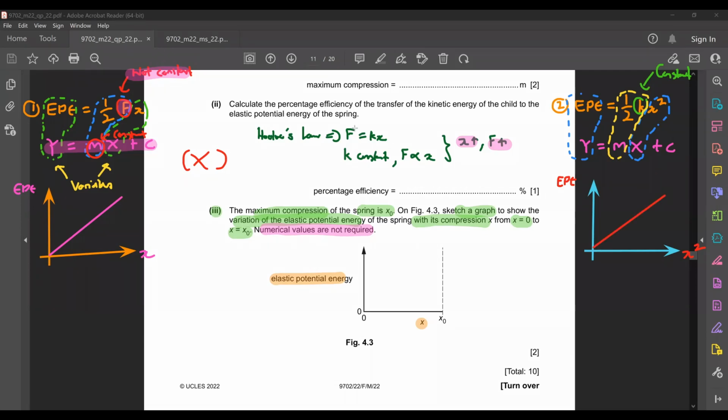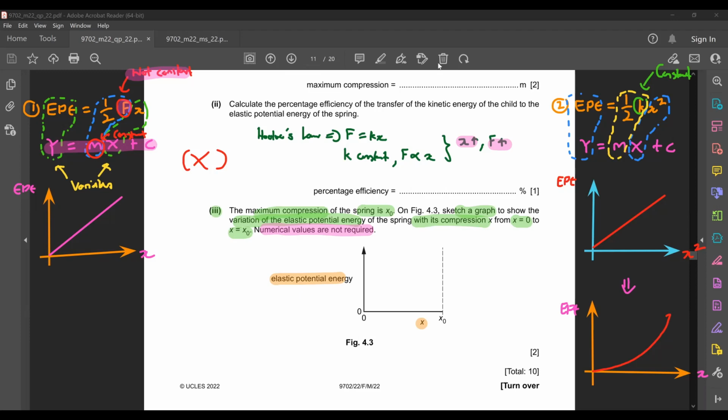But the question here doesn't want you to plot compression squared. They want you to just plot it against compression. You can do so if you change this graph into this form. Let me just draw it out for you. If you were to plot a graph of EPE versus compression right now, this is the graph shape that you expect to see. It's going to be a curve with increasing gradient like this.